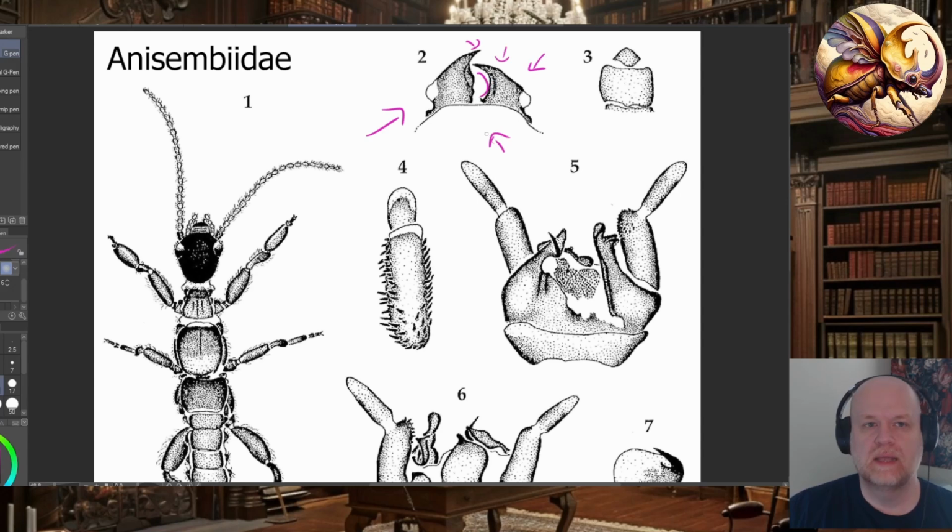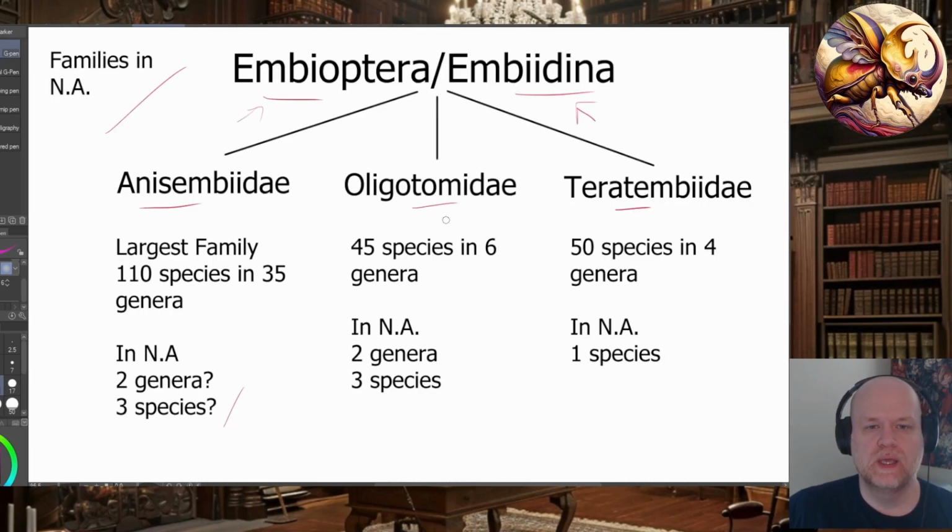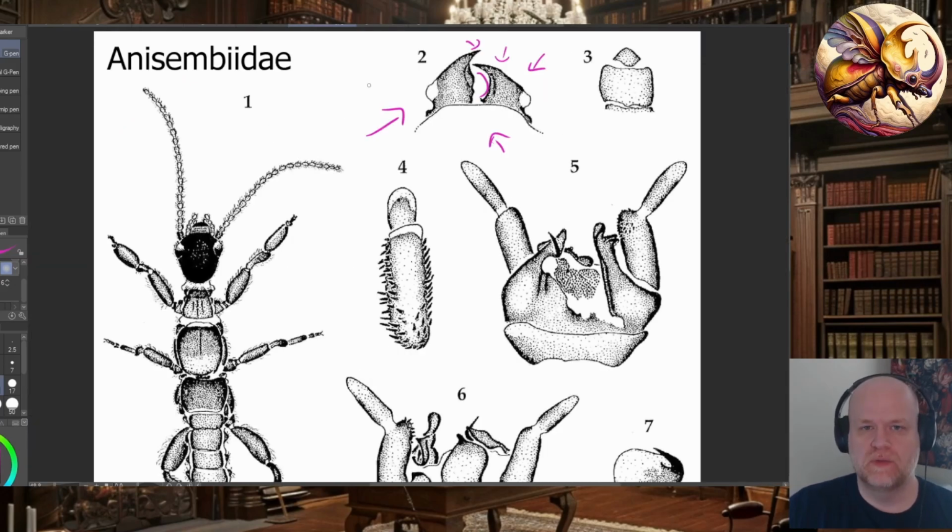And that is unlike these other two groups that you will collect in North America. So for the Oligotomidae and the Tetratembiids, their mandibles are different. They're not sickle shaped, they're more robust and blunt, and they don't come to a point, and they have teeth. So if you were to do a comparison, they would have internal teeth here. So you would have two very different shaped mandibles. So you would have to cut those out. So this would be an Anasembiid.